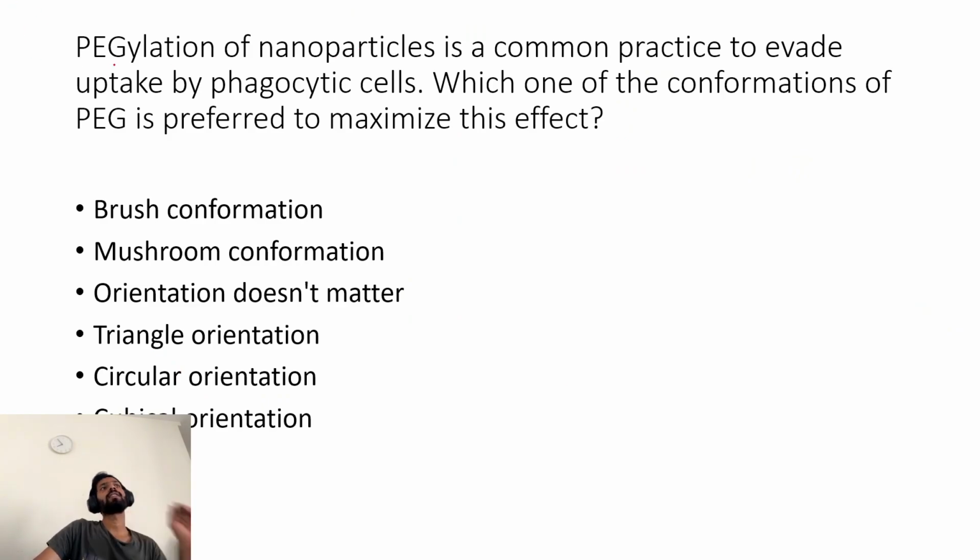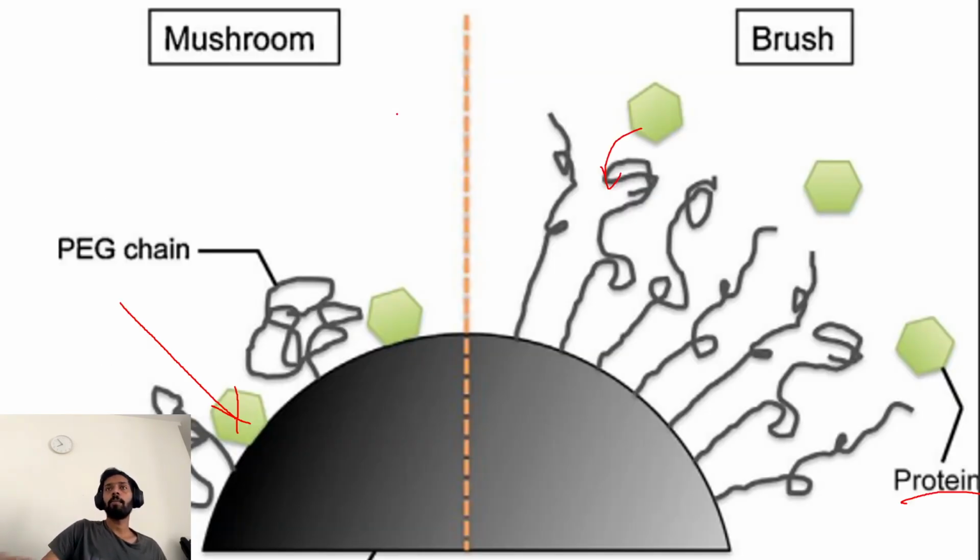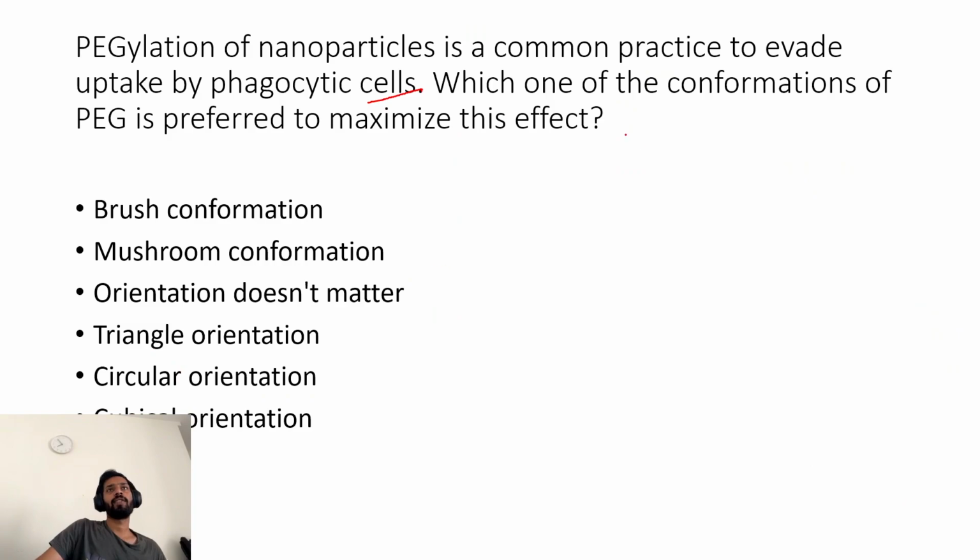So the question is, pegylation of nanoparticles is a common practice to evade uptake by phagocytic cells. So in this case, we are talking about cells, not a protein. The cell, remember, needs to access the nanoparticle for it to successfully phagocytose it. So they're asking which conformation will prevent this. Is it a brush conformation or a mushroom conformation?